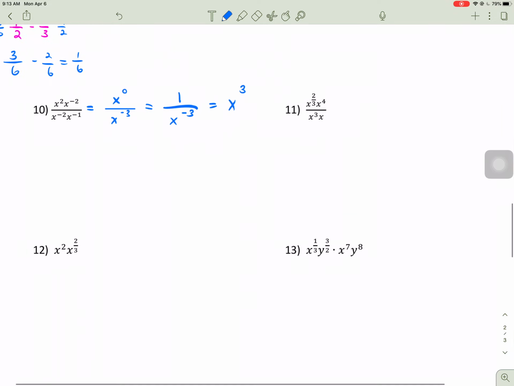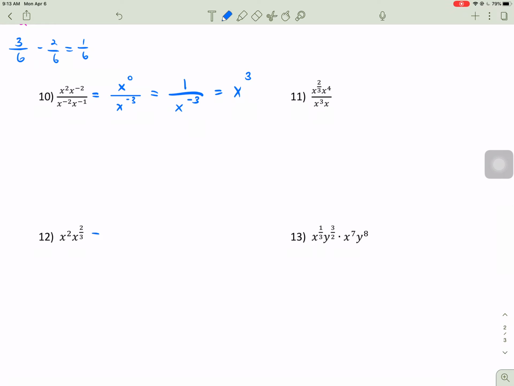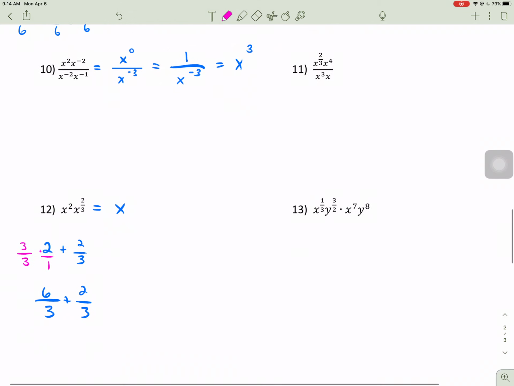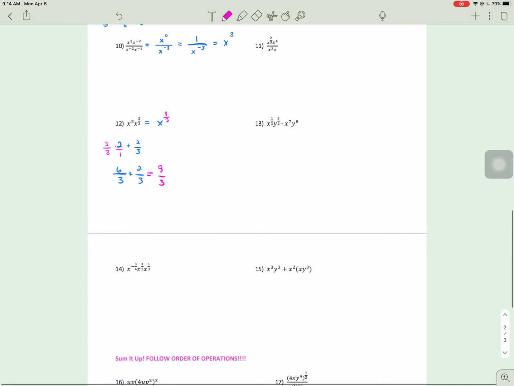Number 12, keep the base, add the exponents. What's 2 plus 2/3? Well, that's 6 over 3 plus 2 over 3, right? You can rewrite 2 as a base of 3 by multiplying by 3 over 3. And you get 8 over 3, x to the 8/3. Right?